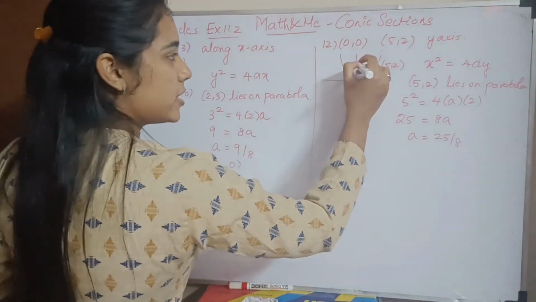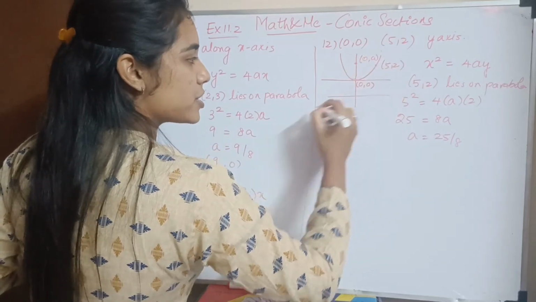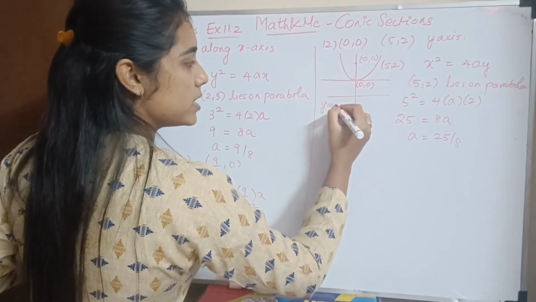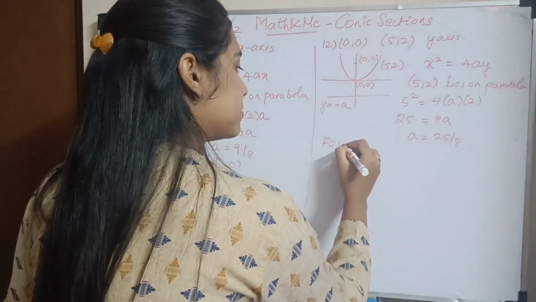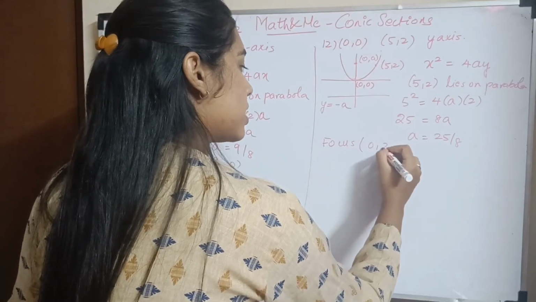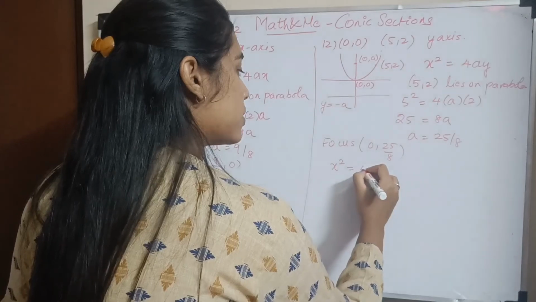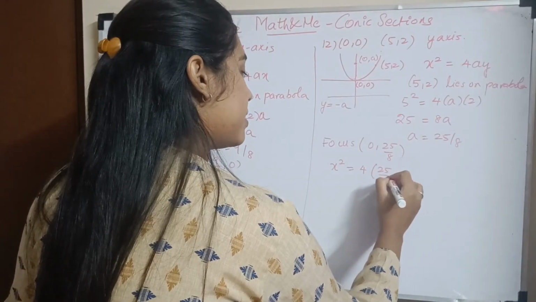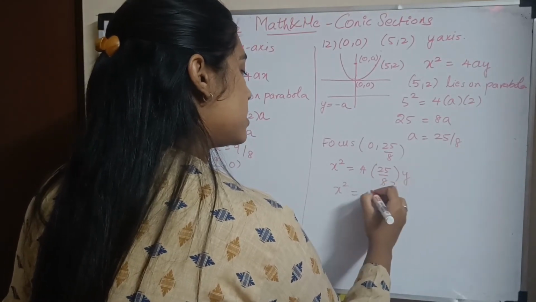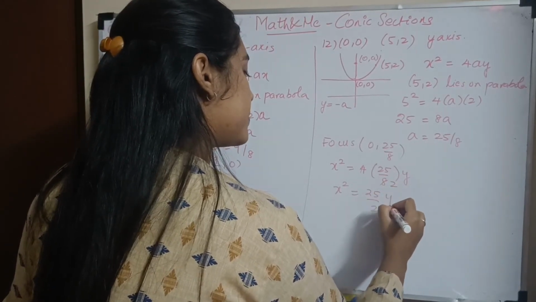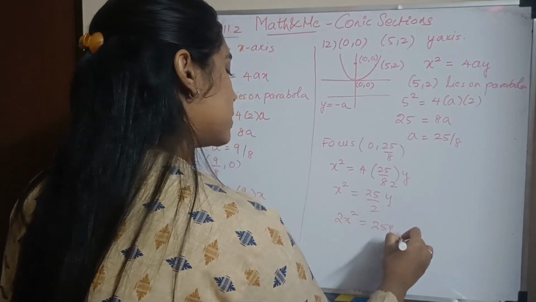So what is my focus point? My focus point is 0, a and my equation to the directrix is y equals minus a. So what is my focus? It is 0, 25 by 8. What does my equation look like now? x square equals 4 times 25 by 8 times y. So it is x square equals, this gets cancelled, 25 by 2 y, which is also 2x square equals 25y. Okay.